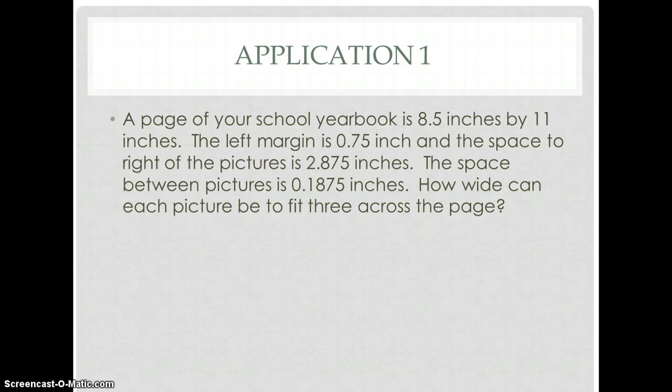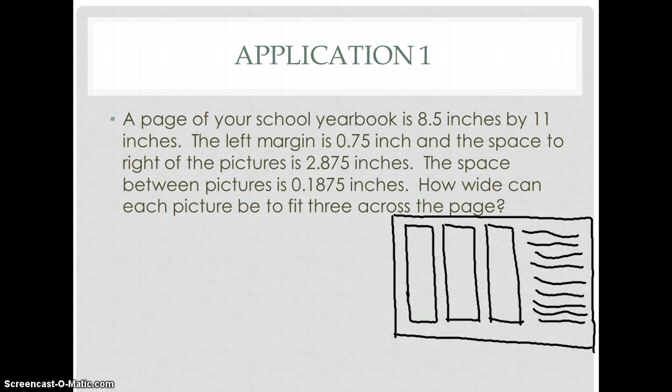A page of your school yearbook is 8.5 inches by 11 inches. The left margin is 3/4 of an inch, and the space to the right of the picture is 2 7/8 of an inch, which is 2.875. The space between the pictures is 3/16, which is 0.1875 inches. Our question is, how wide can each picture be to fit 3 across the page?